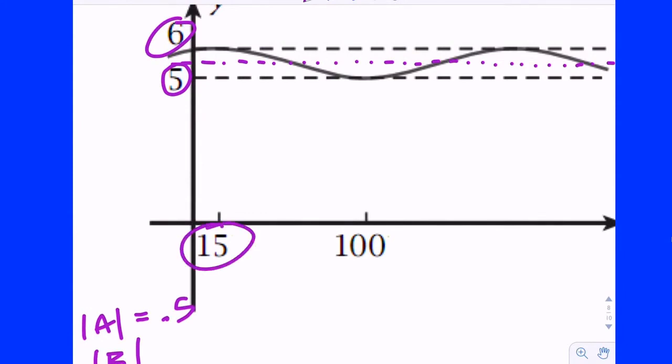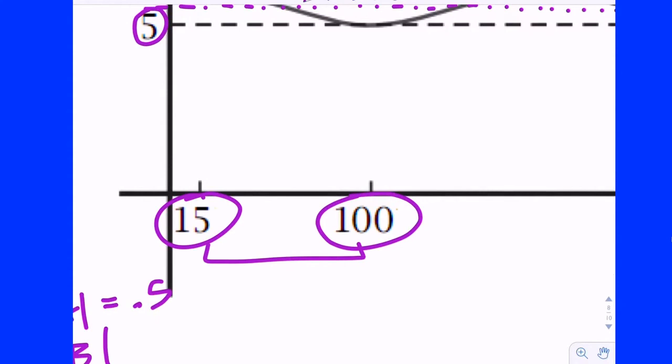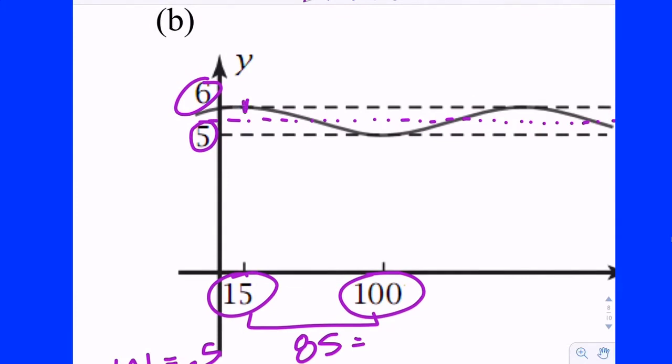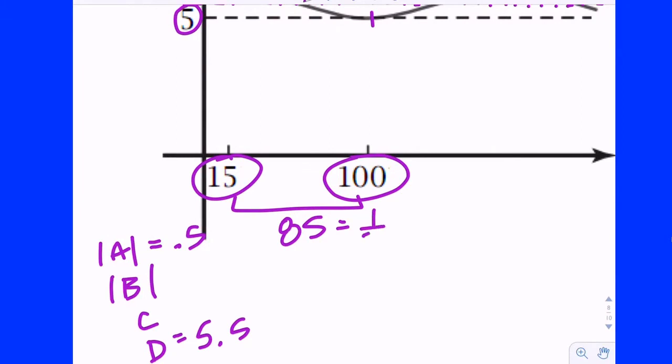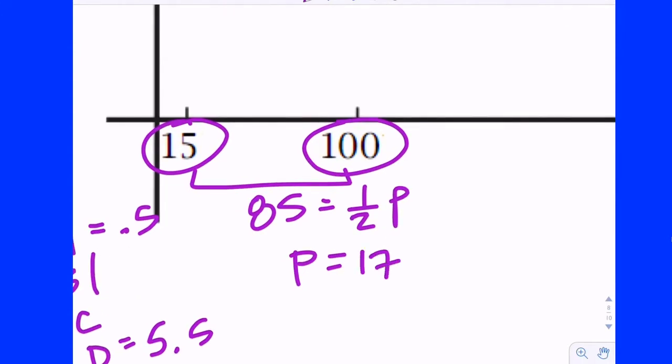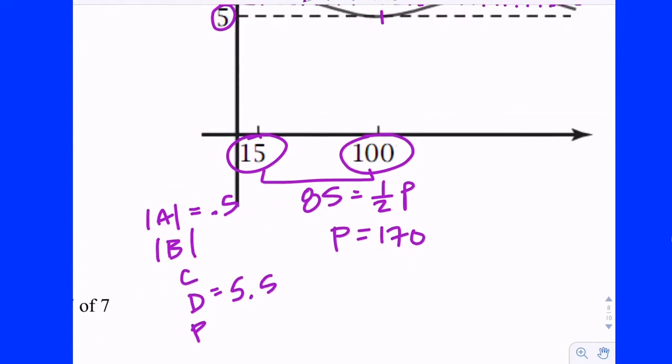All right, then we have some x values labeled. How far is it from 15 to 100? 100 minus 15? 85. And that represents what fraction of a cycle? We have a high point and a low point, so it's a half cycle. So that's half the period. So if 85 is half the period, what's double 85? 170. So if the period is 170, now we can find our B value.